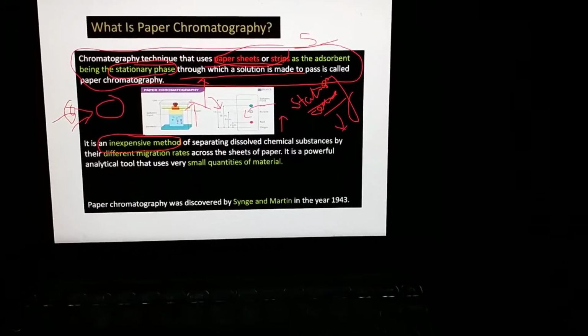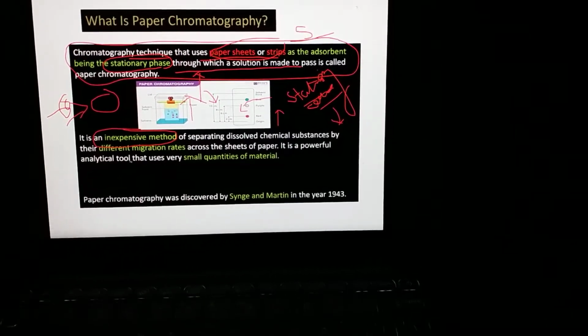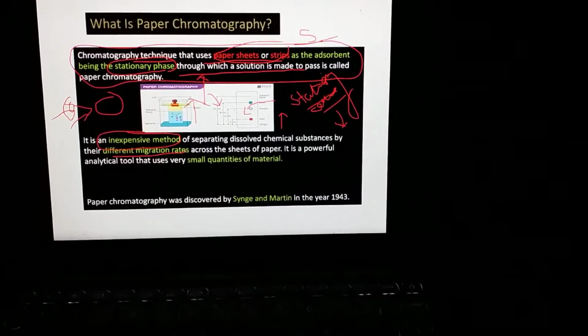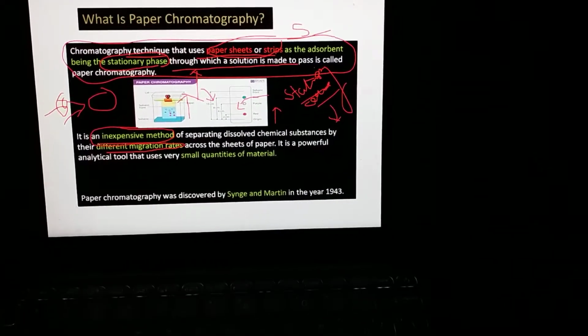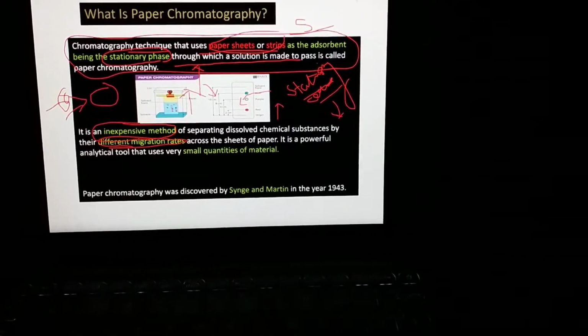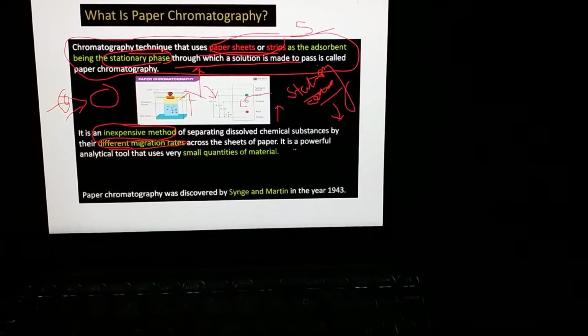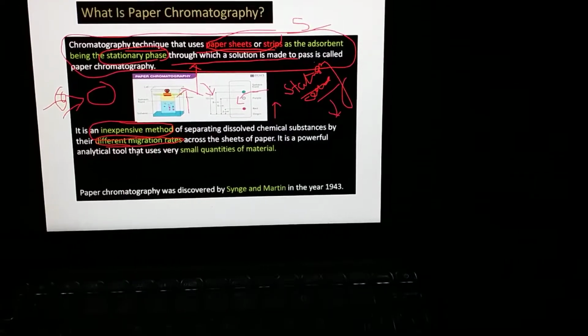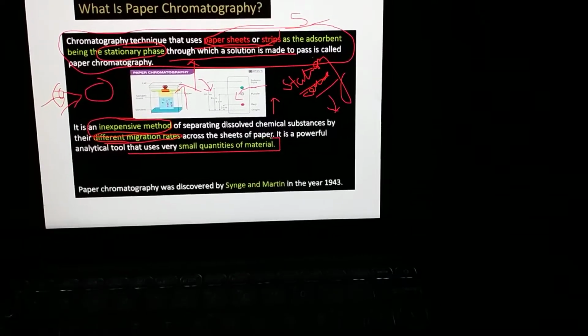It is inexpensive and separates dissolved chemical substances by their differential migration rates. It also defines the adsorption capacity between your component and your stationary phase across the sheets of paper. It is a powerful analytical tool that uses a small quantity of material. There is a limitation of paper chromatography: only small quantities of material can be identified. Paper chromatography was discovered by Consden, Gordon and Martin in 1943. So some basic concepts I have explained here.